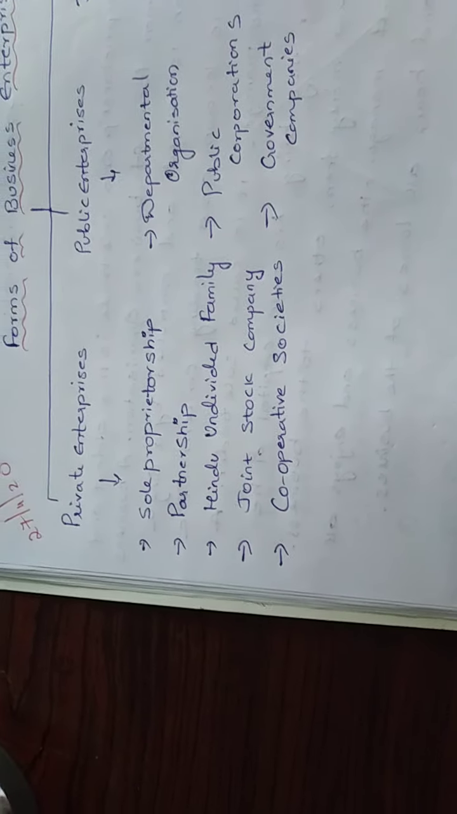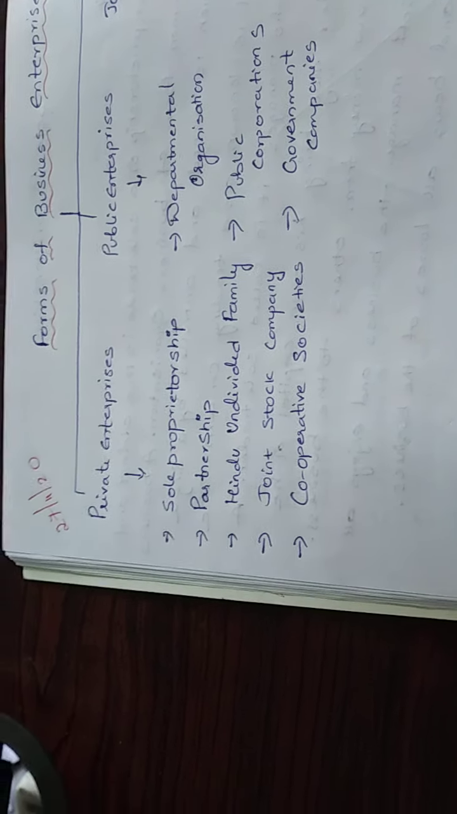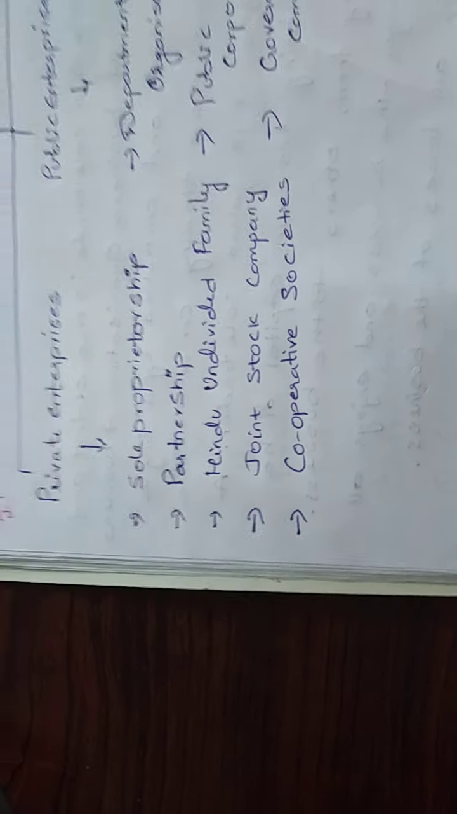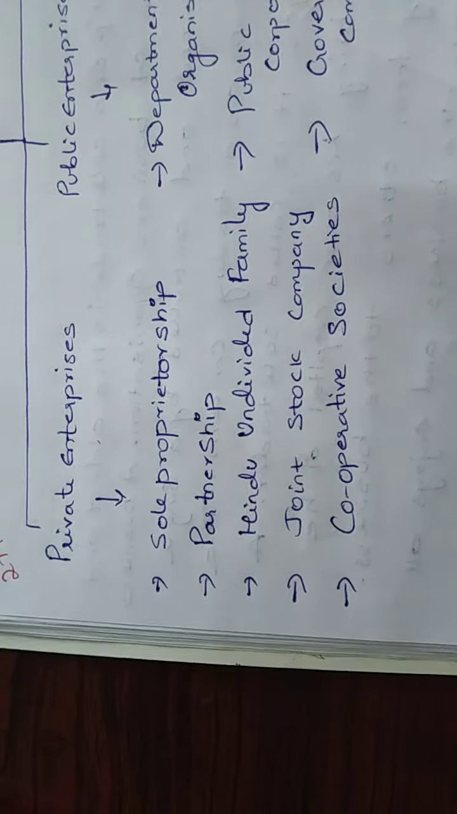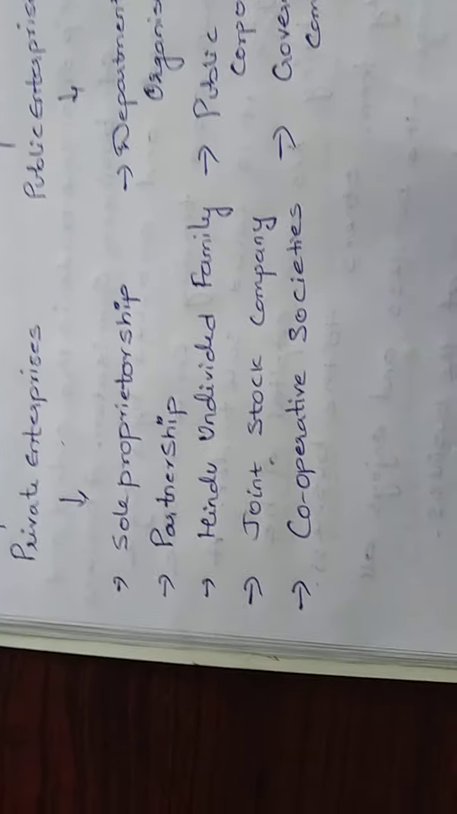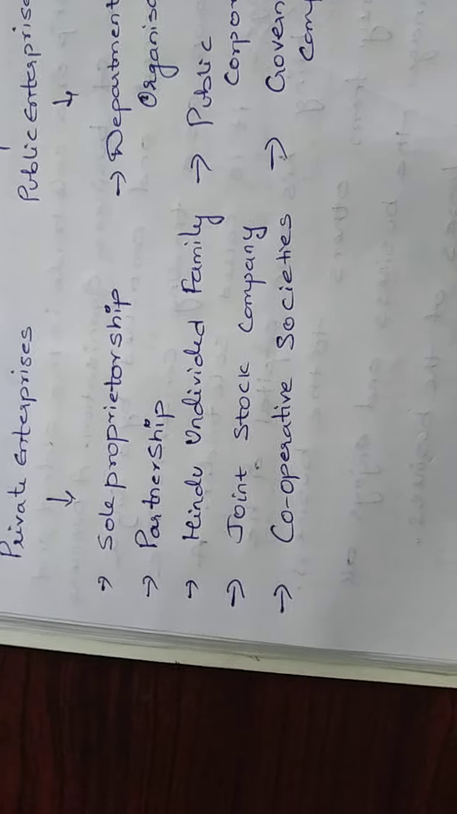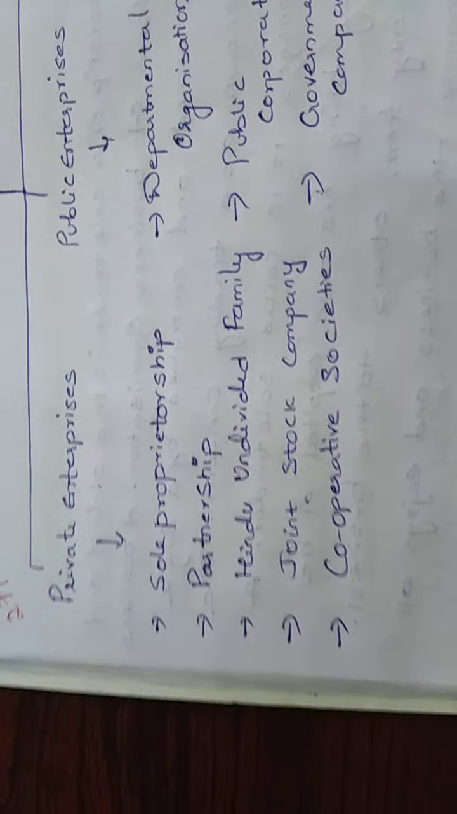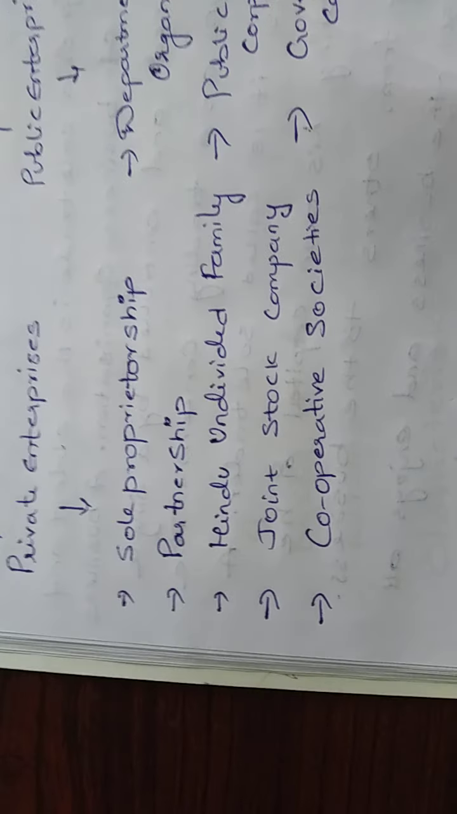Nothing but they will provide a service. If suppose there is a community, to help that community, or to help the people of that area, they will start a society. Any one person can join in that society, to provide service to the members. So that type of society is called a cooperative society.